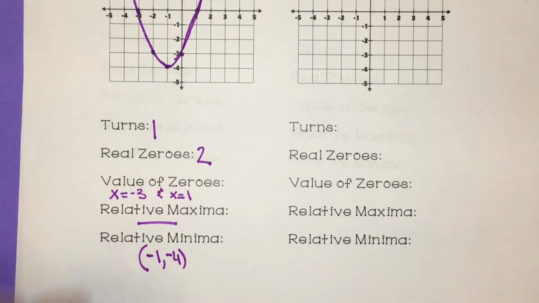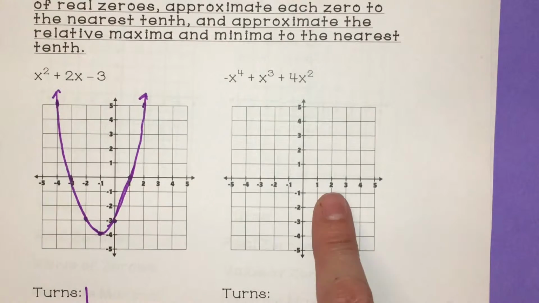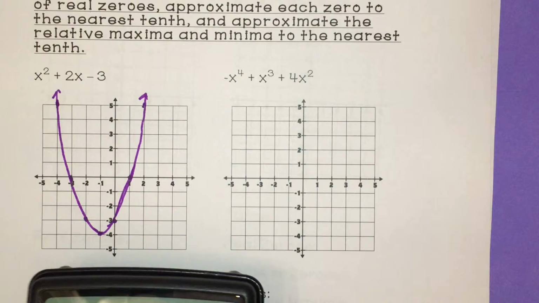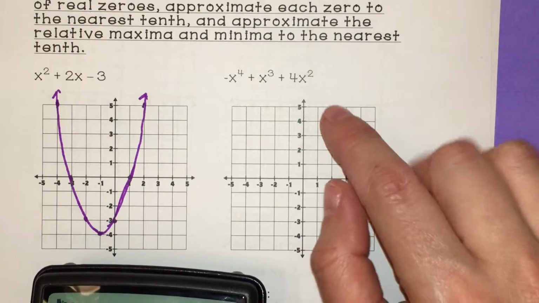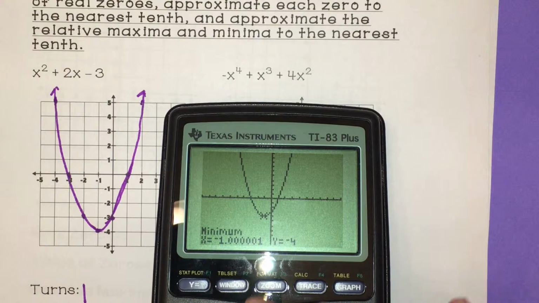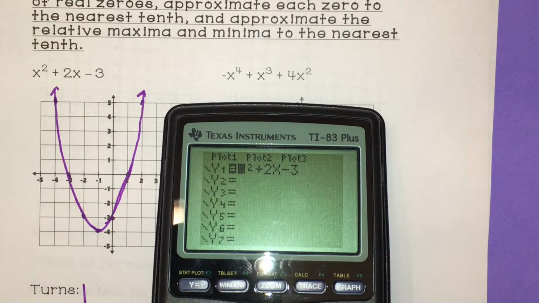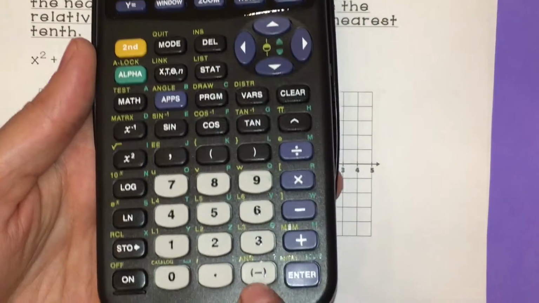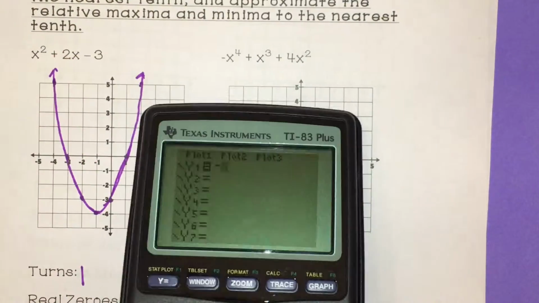All right. So that one wasn't too bad. Let's try another one. So this one, we have negative x to the 4th plus x cubed plus 4x squared. Here, I'm going to hit y equals, and clear this. I have negative. Remember, hit the negative button, not the minus.